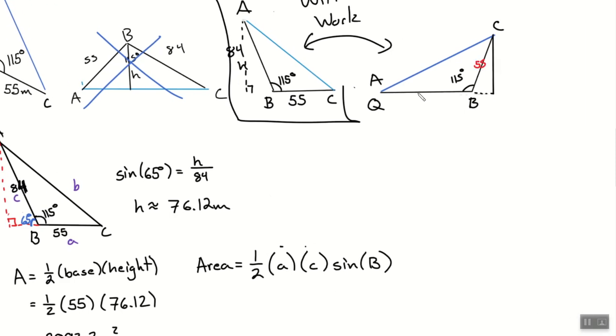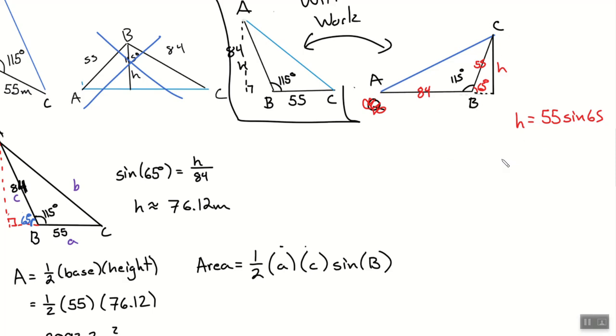This is my 55, this is my 84, right? Was this still 65 degrees? 115 and 65 still works, right? So my height in this one would have been sine of 65 is h over 55. So the height is 55 times the sine of 65. Do you agree with that? And what was the base here? Which 84, and which side of the triangle would this have been? A, B, and C. That's side C, right?